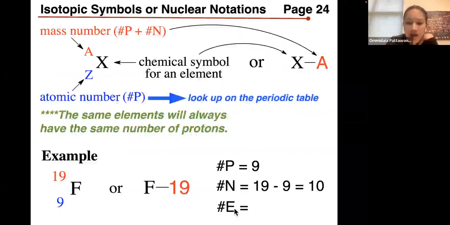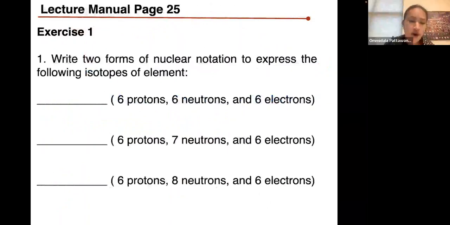What about electrons? As I mentioned before, for a neutral atom, the number of protons and electrons have to be the same, because the charges of those two have to balance or cancel each other out so that the atom is neutral. Therefore, in this case, the number of electrons would be the same as the number of protons. All right, I would like you to pause the video now and complete exercise 1. When you finish, let's resume the video to check your work.